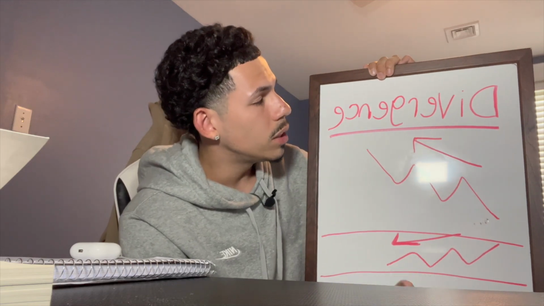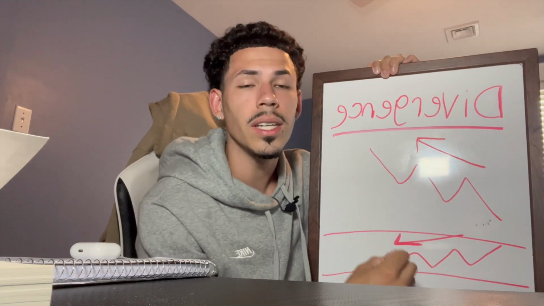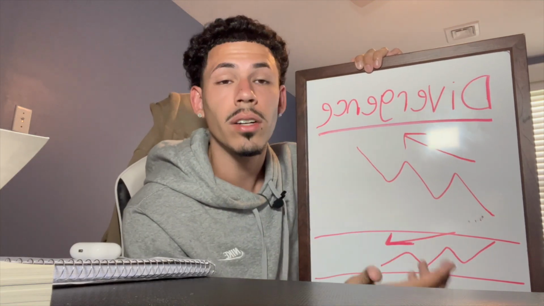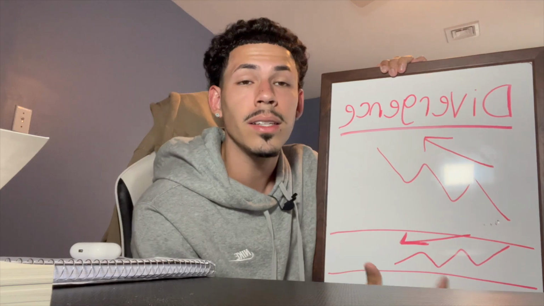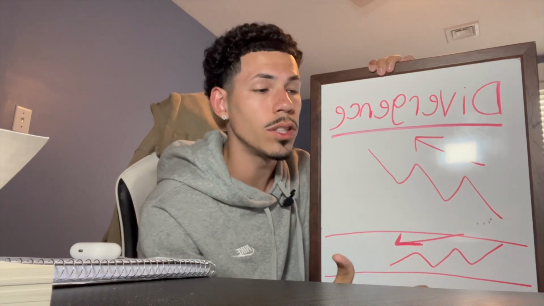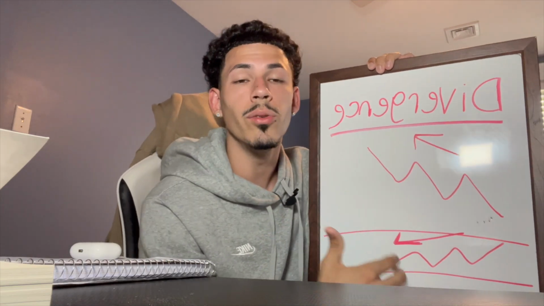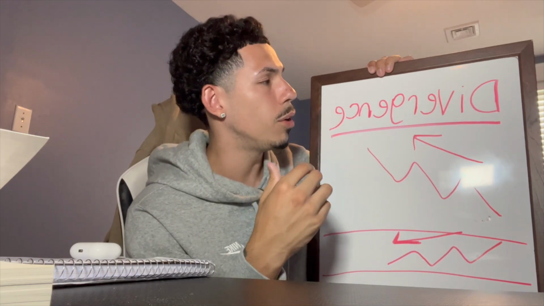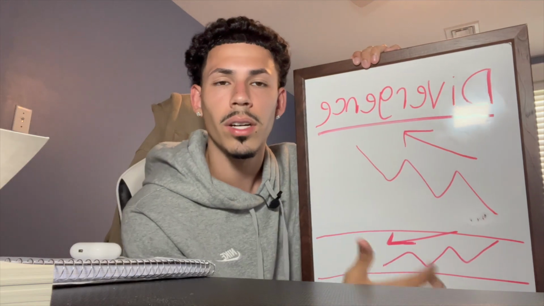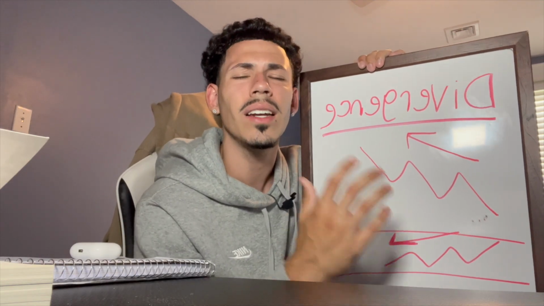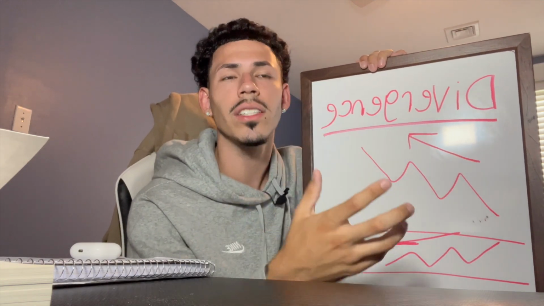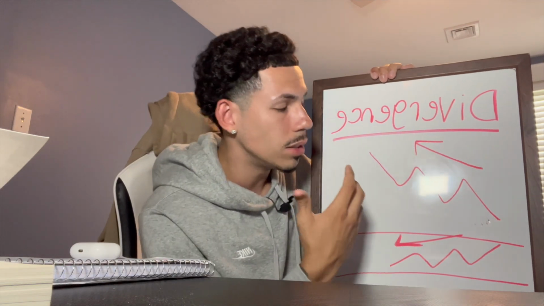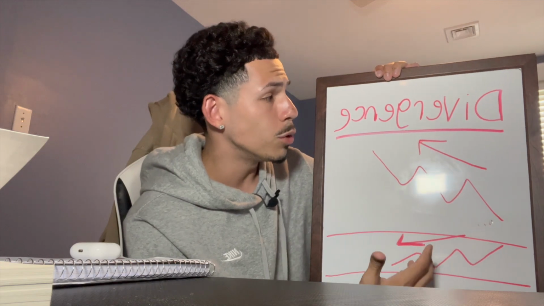You don't want to use this specific confluence as your sole confluence, your only reasoning for taking a trade. That would be very risky. But you could definitely combine this with multiple other confluences, and ultimately that's just going to make the probability of you winning your trade way higher. It's going to help you understand when a certain shift that you're expecting in the market is going to actually occur. So that is pretty much what you're going to use divergence for.